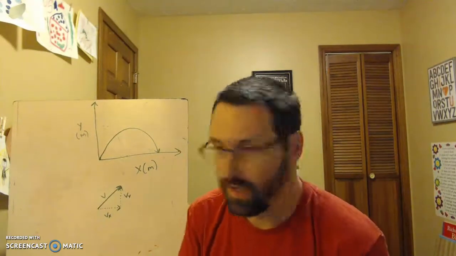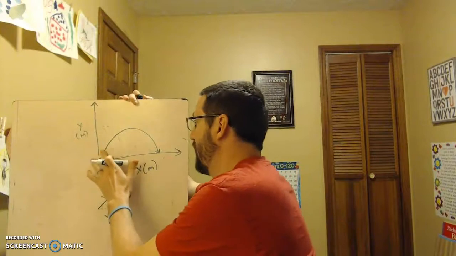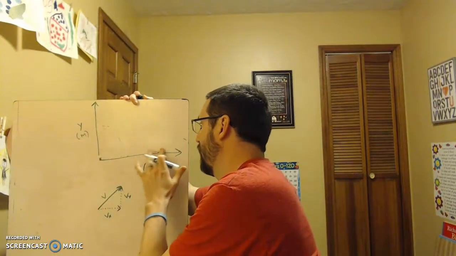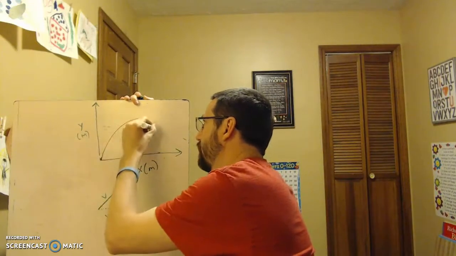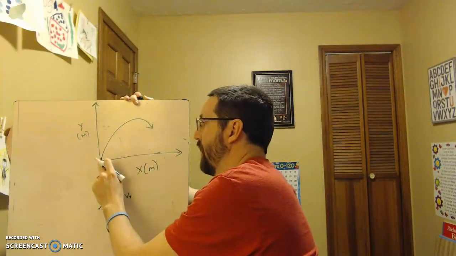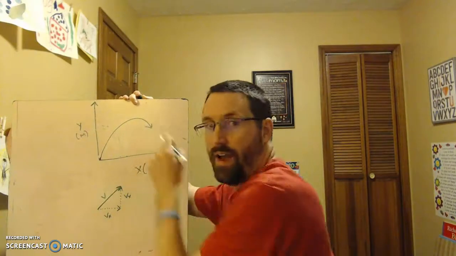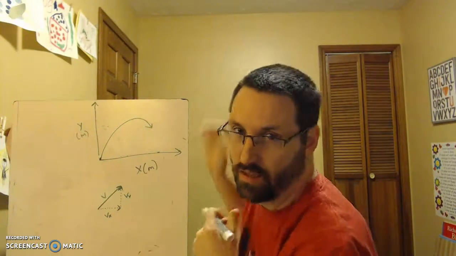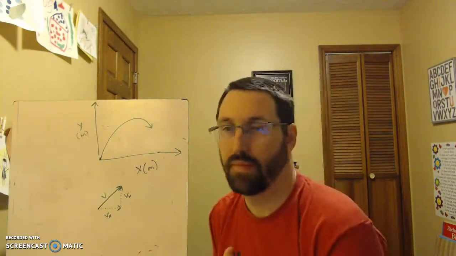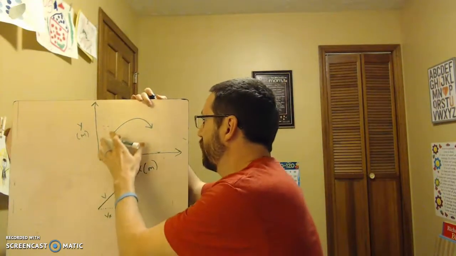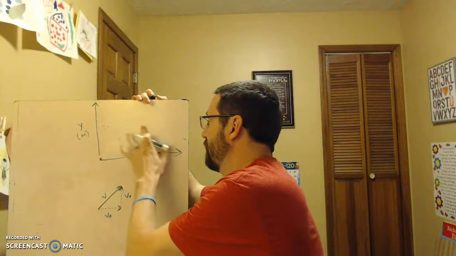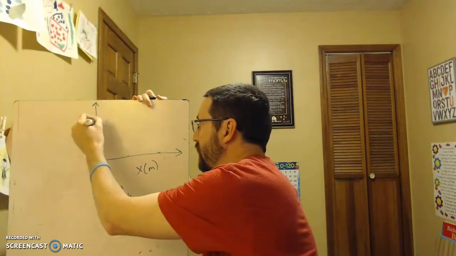The next type would be a throw up B problem. I picture that as something like shooting a basketball. If you start at a lower height and you end at a higher height, that's a throw up B problem. Throw up B starts low, ends high. Throw up A starts and ends at the same height.